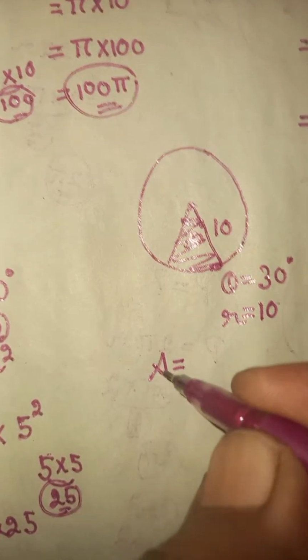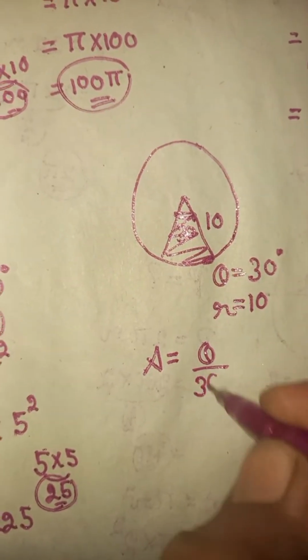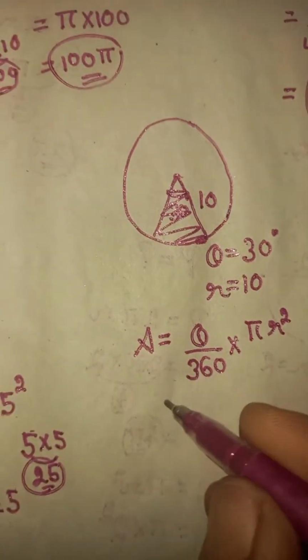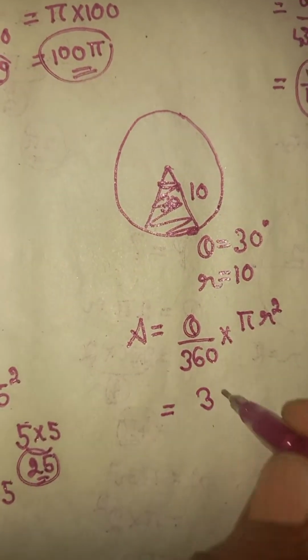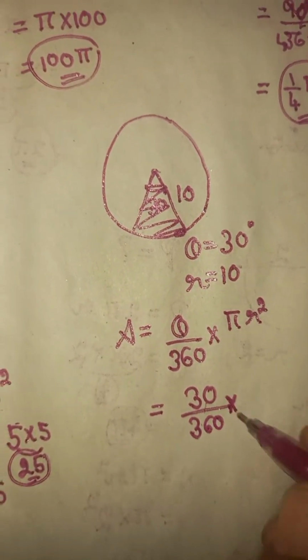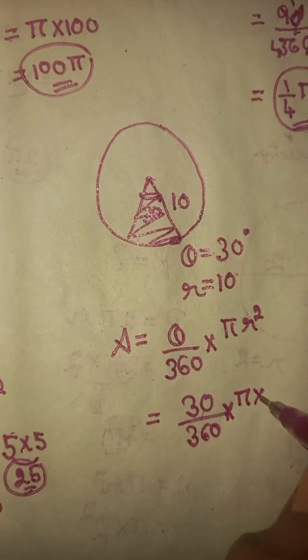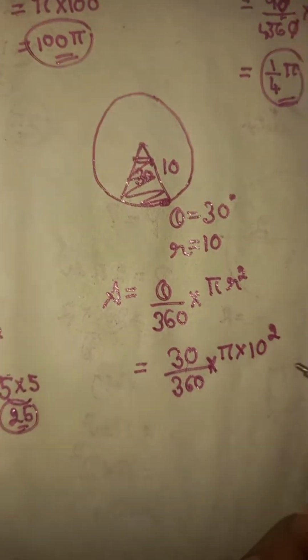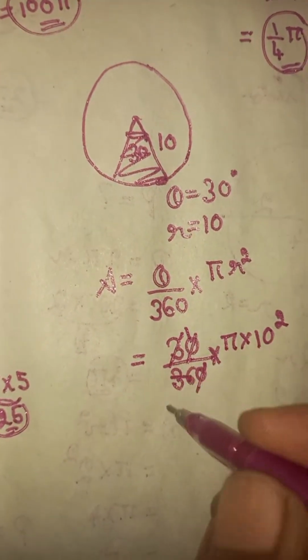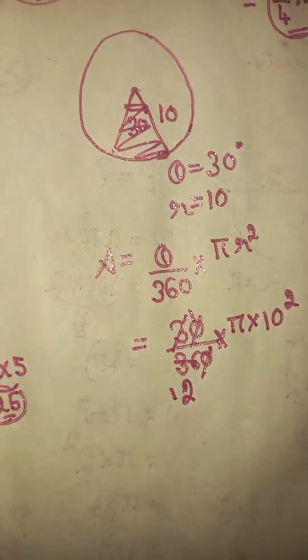Area of the shaded region is theta by 360 times pi r square. This means here you're going to get theta as 30, so 30 by 360 times pi times the radius, 10 square. Now you can cancel this 0 with this 0. 3 1 times, 3 1 times, and 3 2 times 6.